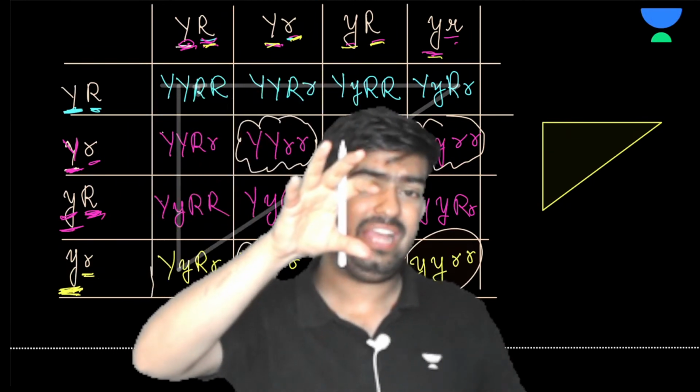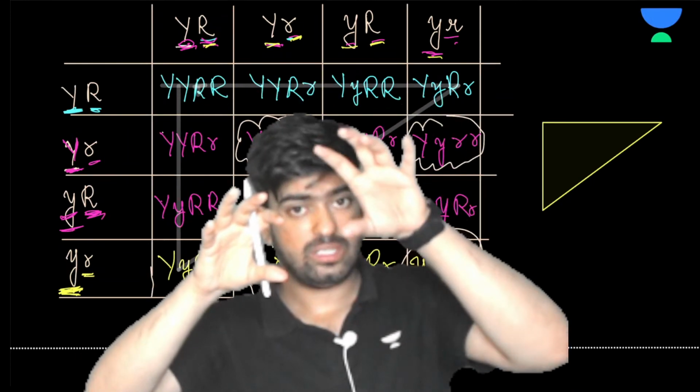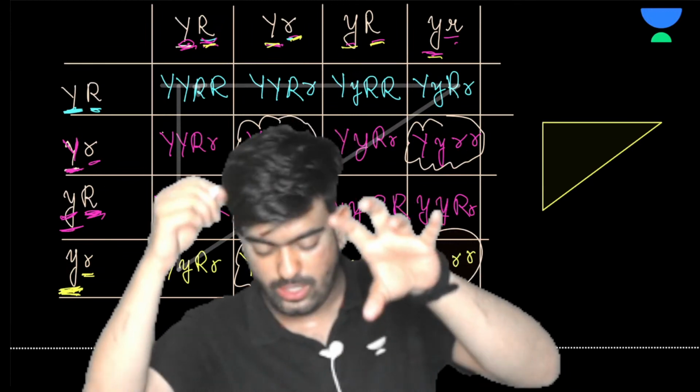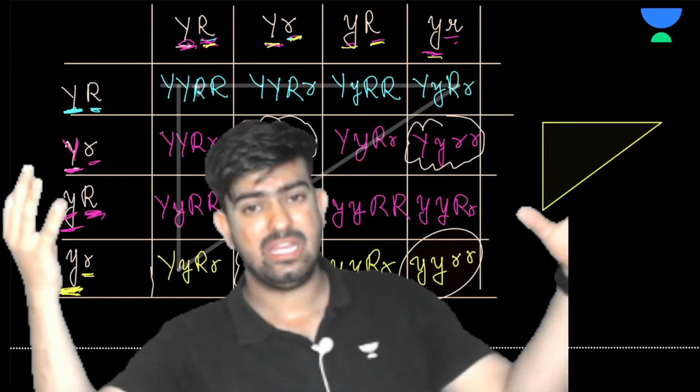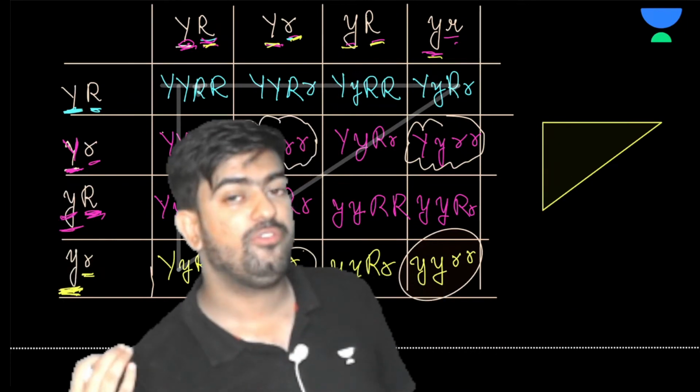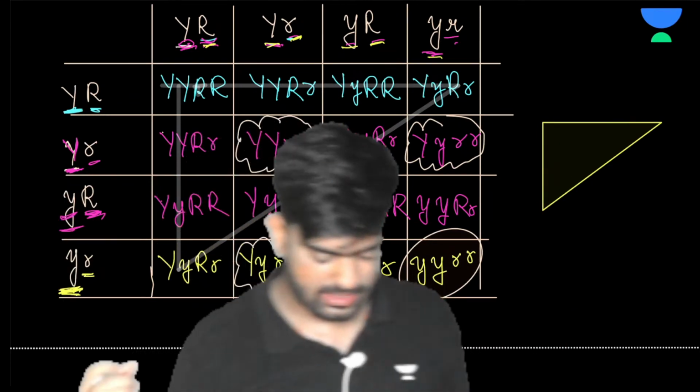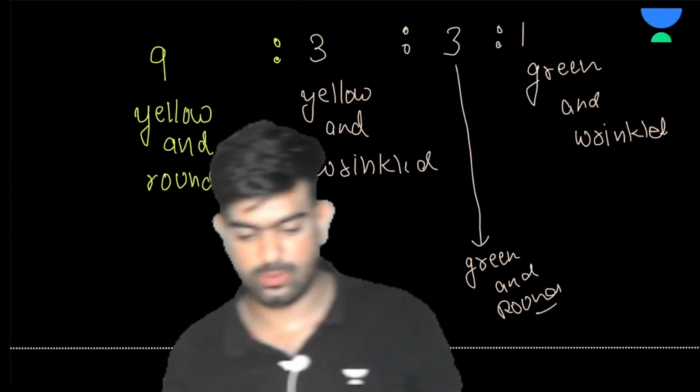Inside a triangle, we have a dominant for one character, which is the seed color. And the rest have the dominance for the seed shape. Clear? This is how you can make it.